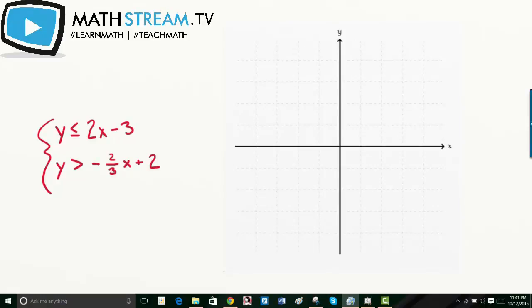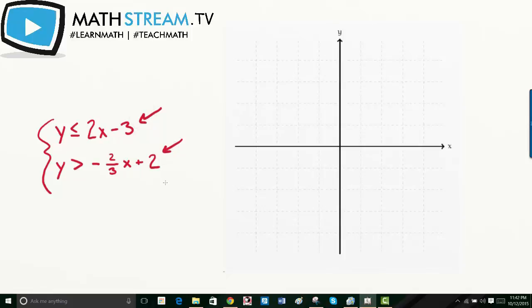We know that it's a system because we have 2, and we know that it's a system of inequalities because we're using less than or equal to in the first inequality, and a greater than sign in the second inequality. So the question is, what exactly does this mean? We've seen inequalities like this before, and we know how to graph them.